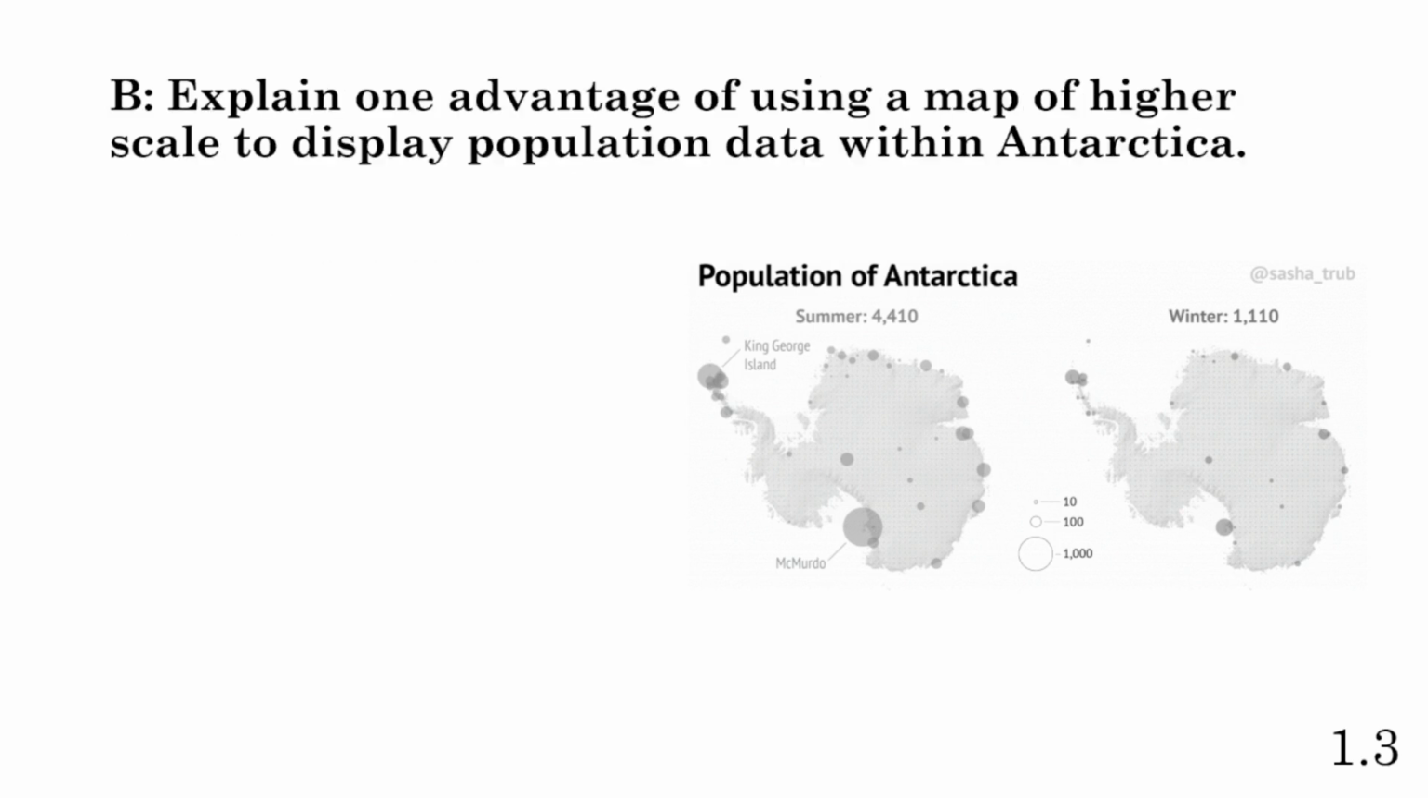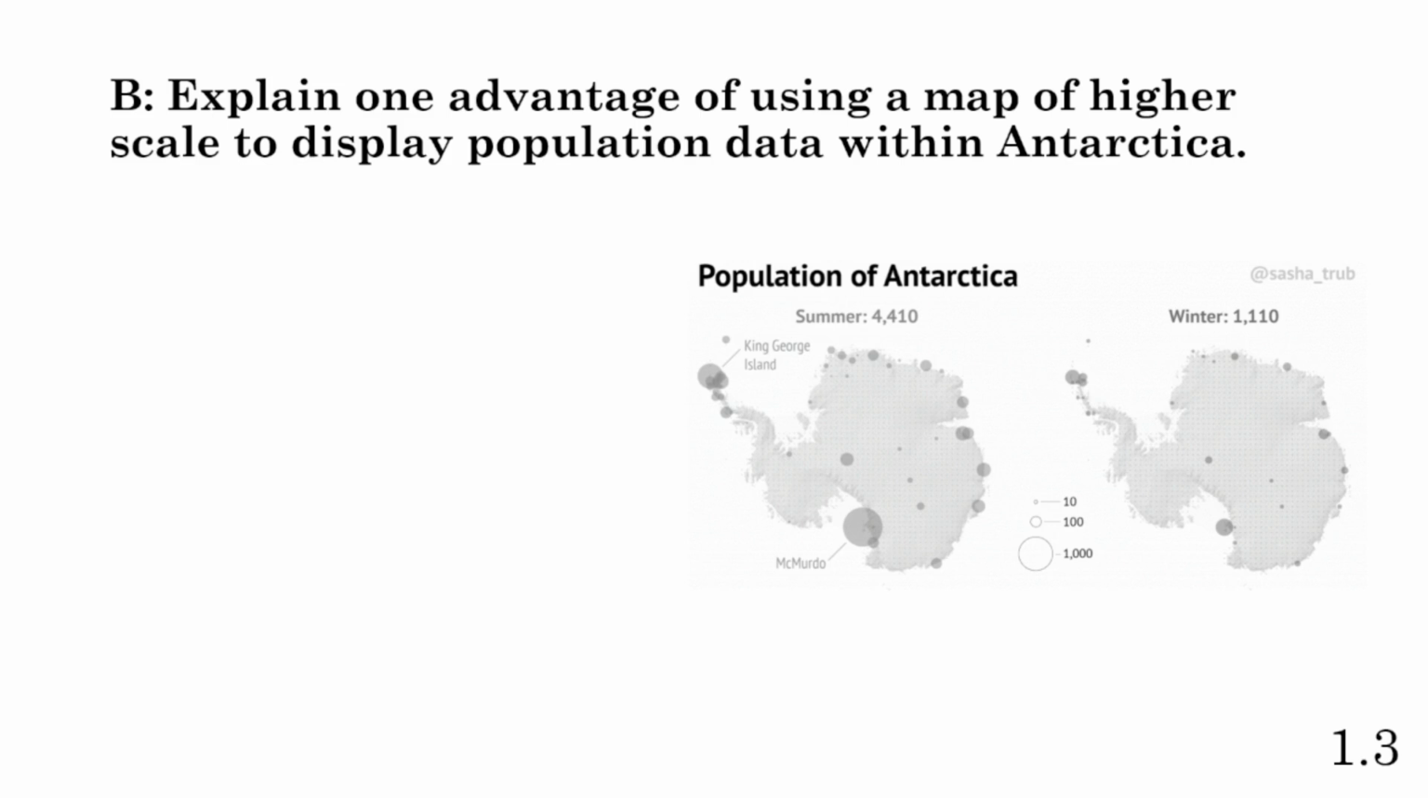Part B: explain one advantage of using a map of higher scale to display population data within Antarctica. So what's an example of a map of higher scale than a continental scale? That could be a national scale, a local scale, a subnational scale, something smaller than a continent. Now you may think higher scale means more land, like the world. A world map could seem higher scale, but that's going to be a smaller scale.